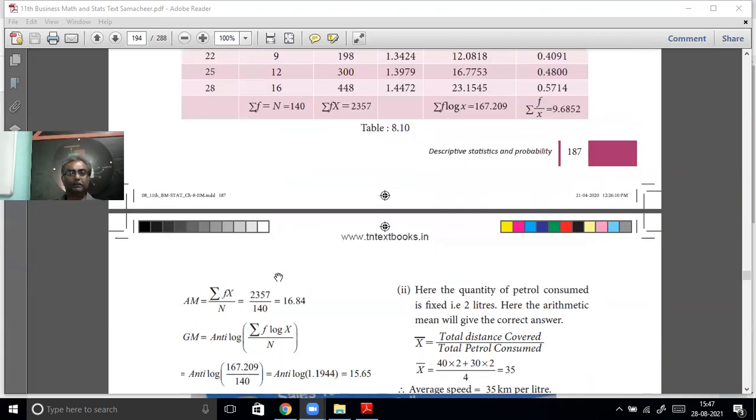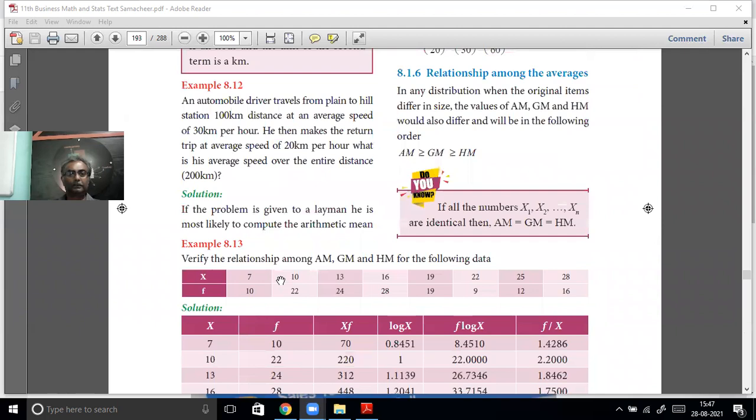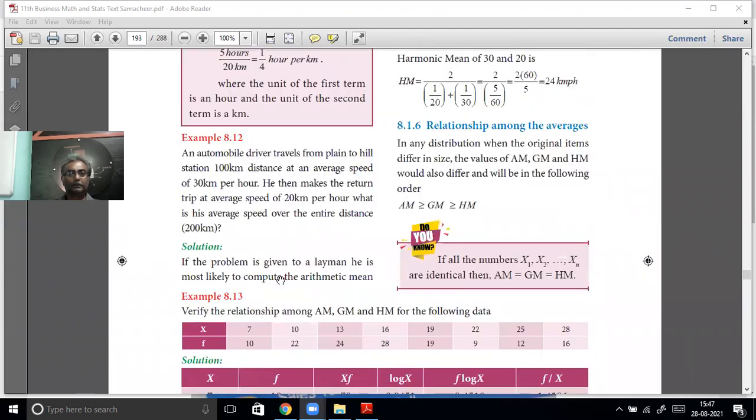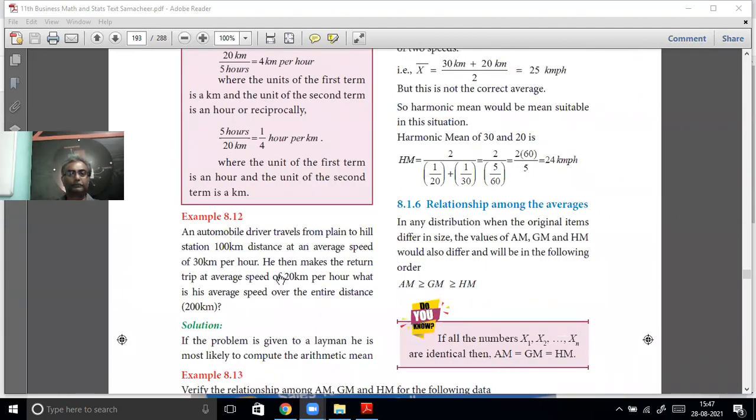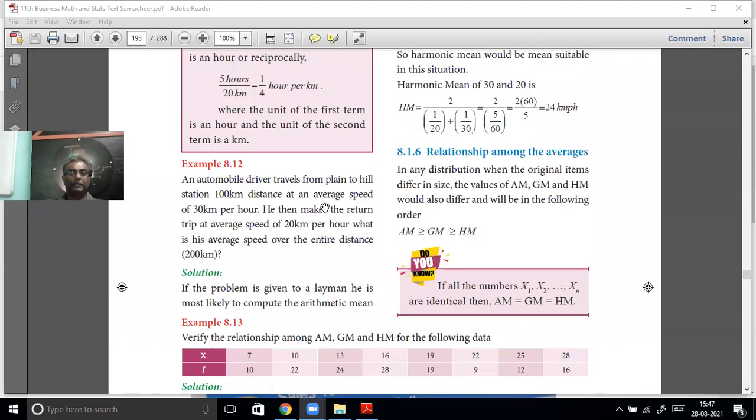Now, the automobile driver example. An automobile driver travels from the plains to a hill station 100 kilometers away at an average speed of 30 kilometers per hour. He then makes the return trip at an average speed of 20 kilometers per hour. What is his average speed over the entire distance of 200 kilometers?